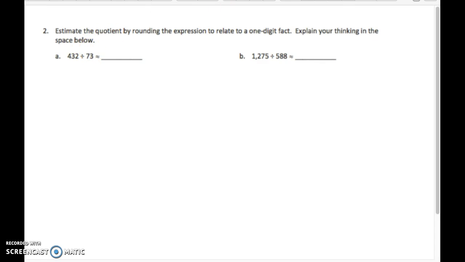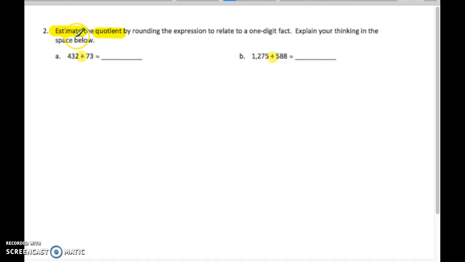Okay, so a couple of words here that might help us to understand. When it says estimate, it means that we are looking for an answer that is close to, but not exactly, the answer we're looking for. So we're not looking for an exact answer, we're looking for an answer that is close, that's an estimate. And when it talks about a quotient, it just means the answer to this division problem. So you can see we've got two division problems here.